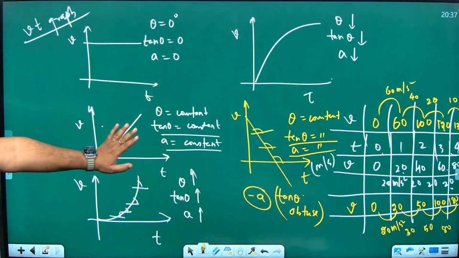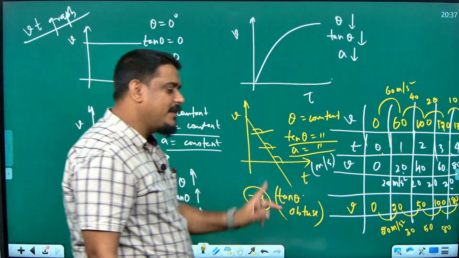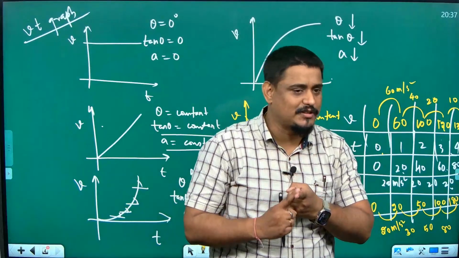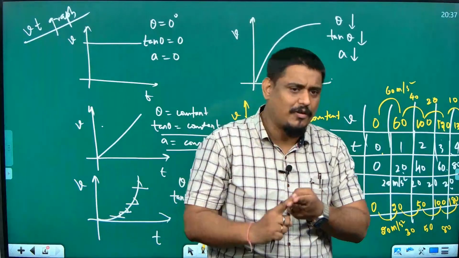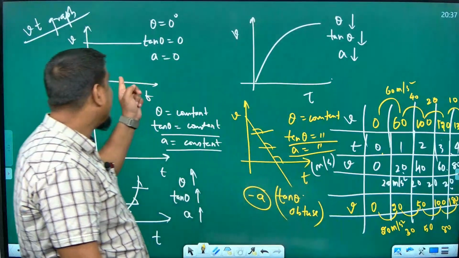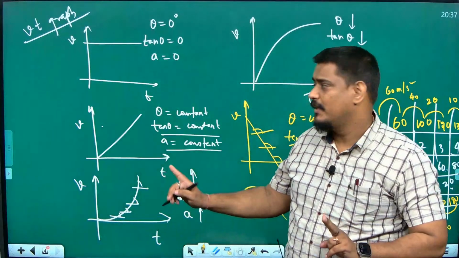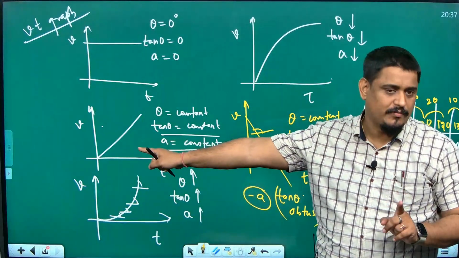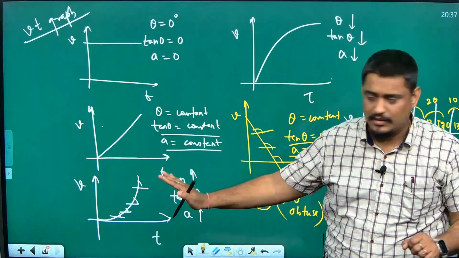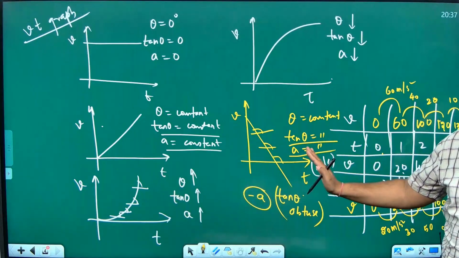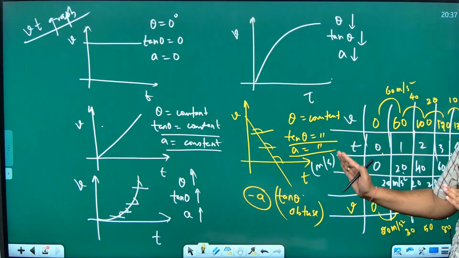Please pay attention. In the second graph and the fifth graph, in both the graphs, theta is constant, tan theta is constant. Tan theta means slope. Slope is constant. Slope of VT graph gives acceleration, so acceleration is constant. But in the second graph, theta is acute. Being acute value, tan theta will be positive. Here theta is obtuse. Having an obtuse value, tan theta will be negative.